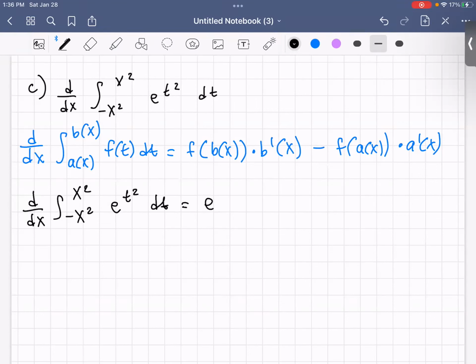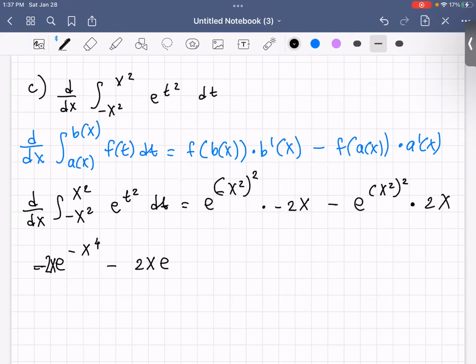So e, we're going to plug in negative x squared. And we're going to square it. Times the derivative of negative x squared, which is minus 2x, minus e to the x squared times the derivative of x squared, which is 2x. So we have e to the negative x to the power 4 times negative 2x, minus 2x e to the x to the power 4.